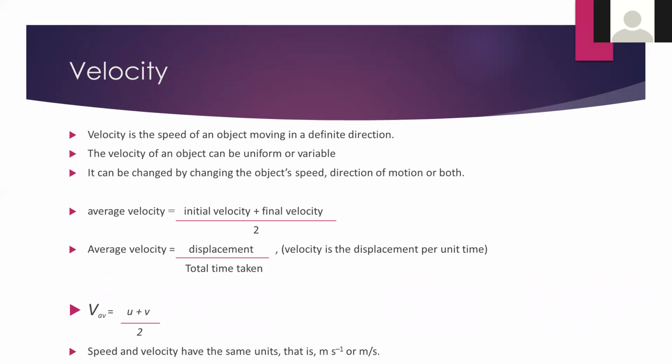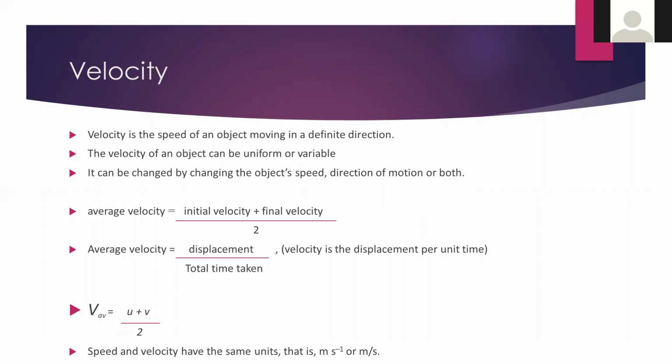Okay, in one line. Velocity is the speed of an object moving in a definite direction. The velocity of an object can be uniform or variable. It can be changed by changing the object's speed, direction of motion, or both. I have told you already that if the speed changes, the velocity will change. If the direction of motion changes, the velocity will change. Or if both are changed, then of course velocity will change.